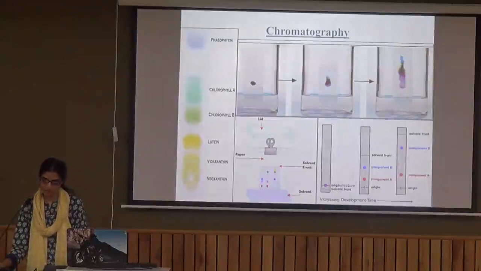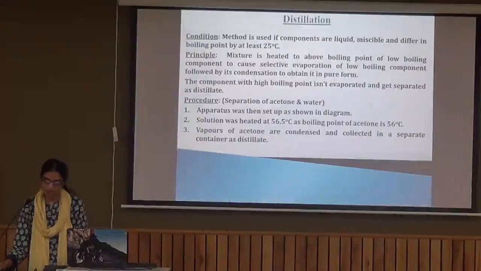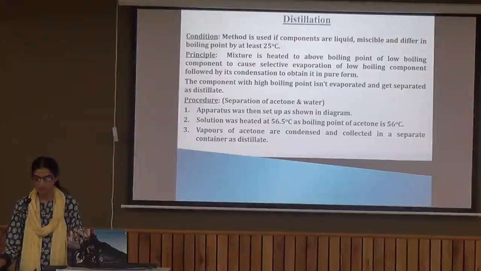Here is the example shown by means of a figure. The chromatograph shown here, that is the chromatography paper, is the paper on which we are allowing the components to rise. Then we have distillation, which is a technique based on separation of liquid mixtures, and the principle involved here is that the two components should differ in their boiling points by at least 25 degrees centigrade.